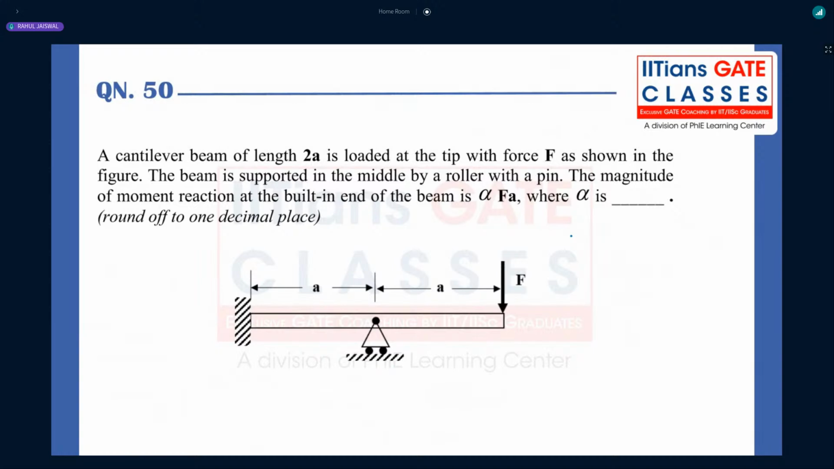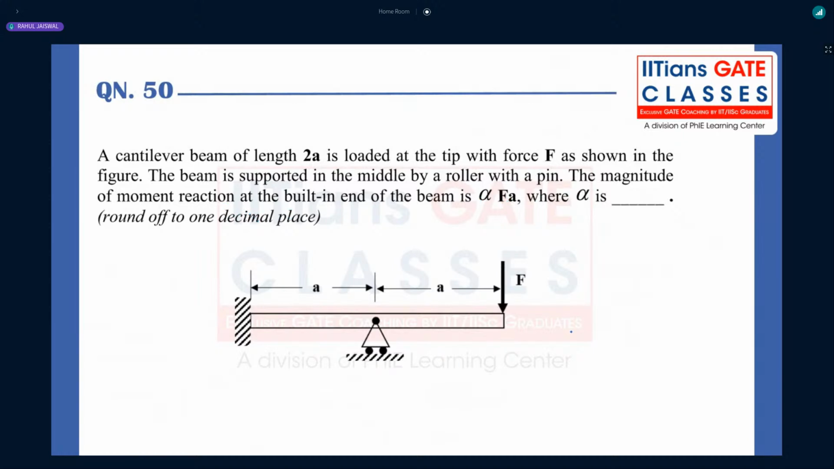Two types of propped cantilever beams are there. In one case, whatever the propping is there, or whatever the support we are providing to reduce the deflection, is at the ends, or maybe somewhere in the middle between the ends. So this is one of the cases where it is being fixed not at the ends. That means the support is not placed at the ends, it is in between, right? Now, the magnitude of the moment reaction at the built end is alpha into Fa.